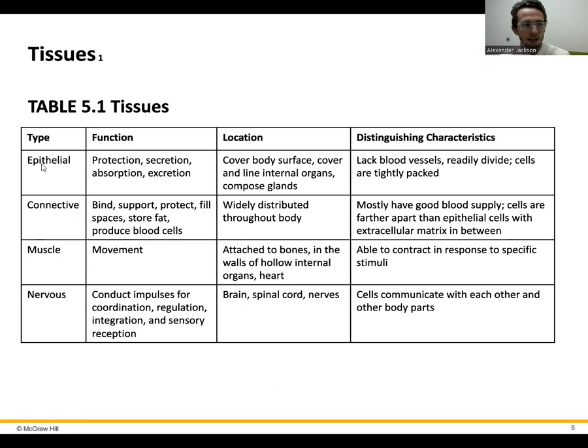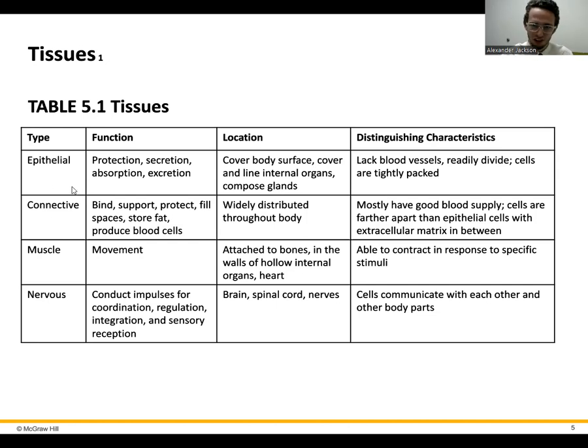So think epithelial. Epi, okay, means on top of. And thelia means sheet. So it means like a lining or a sheet-like layer on top of something. Okay, most of the linings of your body, so your gastrointestinal tract, your respiratory tract, your skin, are all made of this epithelial tissue, as well as your blood vessels and other things like that. So they're coverings and linings, as well as some glands we'll talk about too.